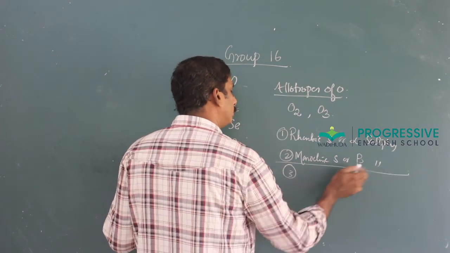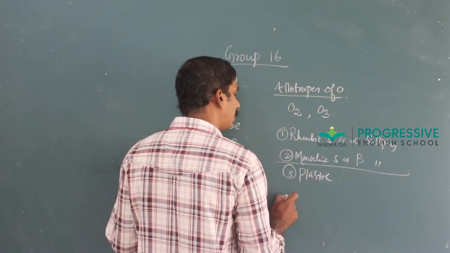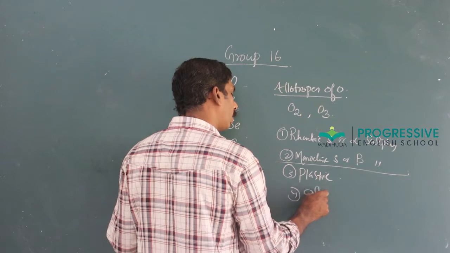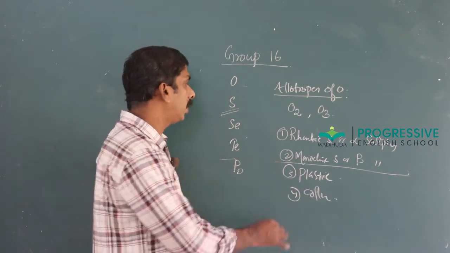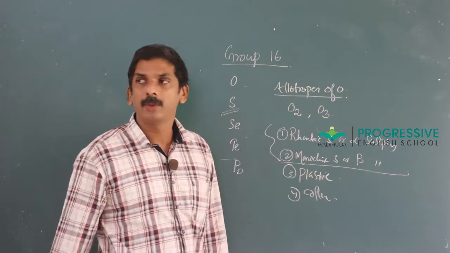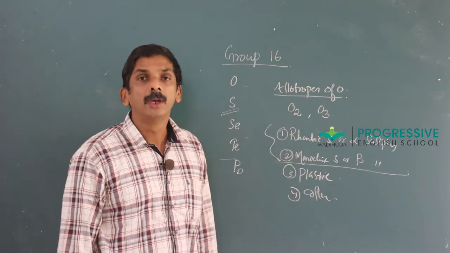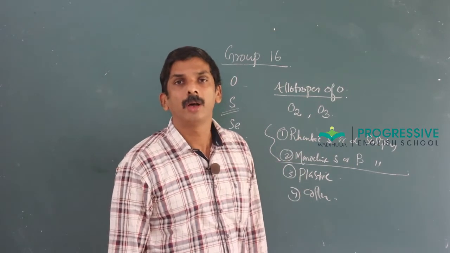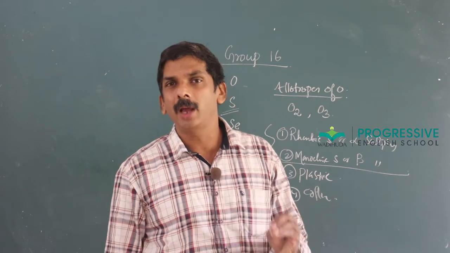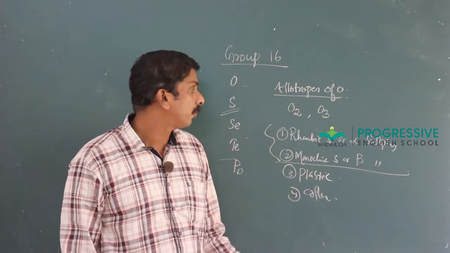Then plastic sulfur, which is the amorphous form of sulfur, and the fourth one is colloidal sulfur. There are also gamma sulfur and delta sulfur, but these two are not included in our book. Rhombic sulfur is the stable allotrope of sulfur. It is a dull yellow or pale yellow colored solid, the stable form.